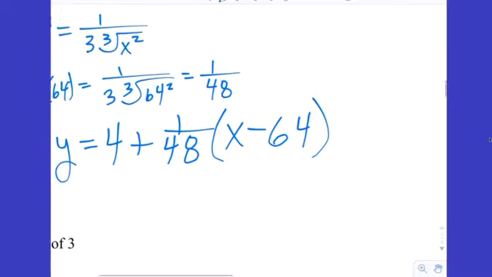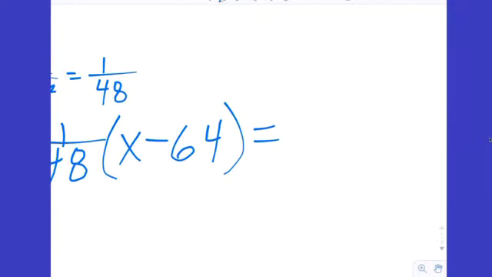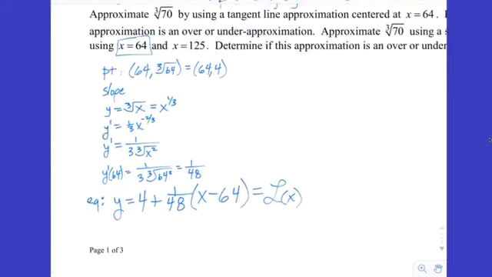And because we're going to use it, it's now time to give our line a more suitable name. y is very generic. So when we use it to approximate, we usually give it a name like capital L. And I like making the cursive L. It's kind of fun to make. L for line, L for linearization. The linearization of the function is just the equation of the tangent line.